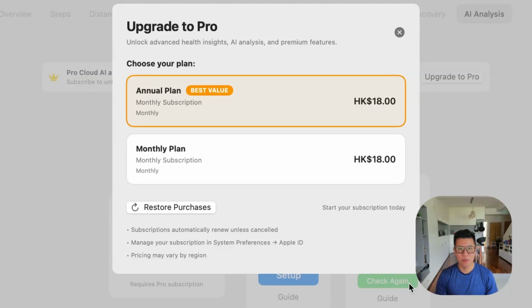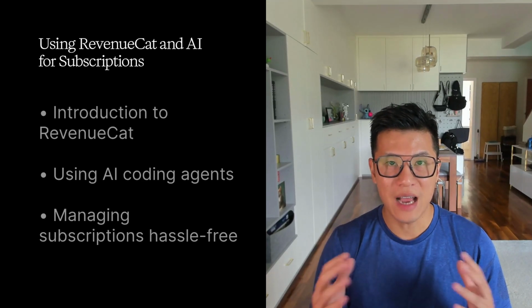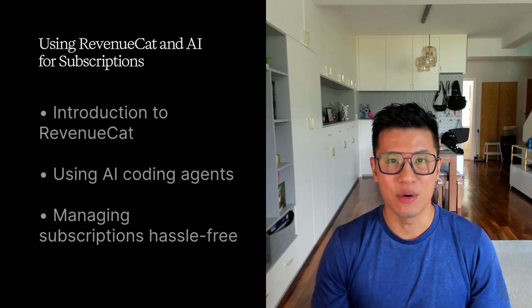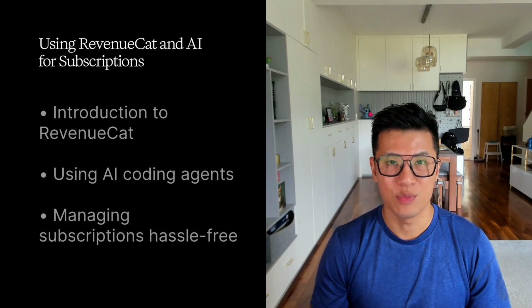Think of adding in-app purchases or subscriptions to your Apple apps or your Google apps. I can tell you it's a pain in the butt. In this video, I'm going to show you how to use RevenueCat and using vibe coding such as Claude Code, OpenAI Codex, or any AI coding agent to quickly add subscriptions and in-app purchases without the hassle.